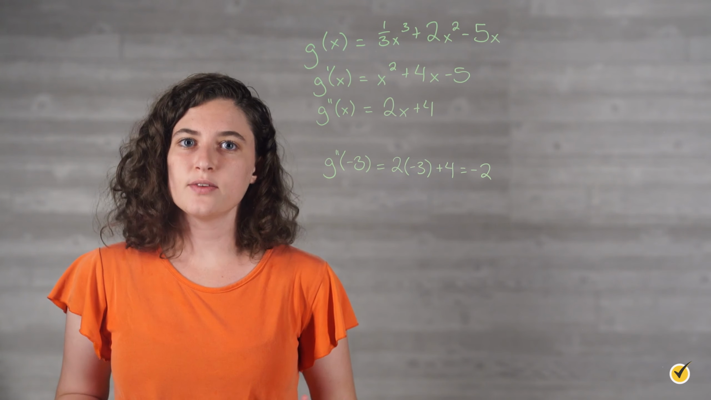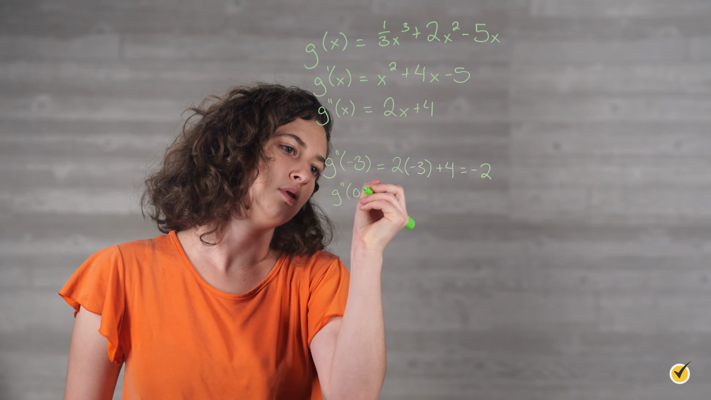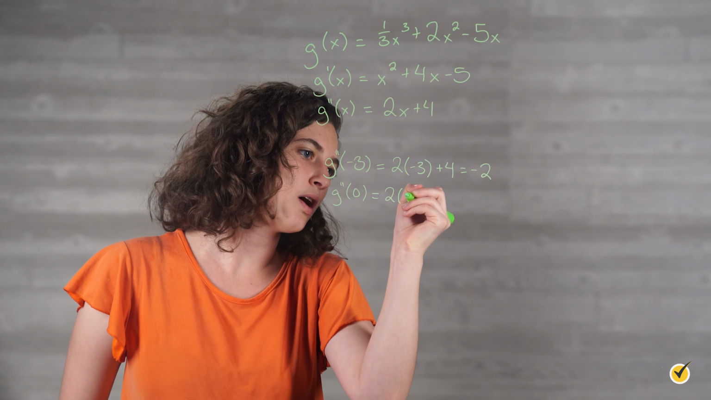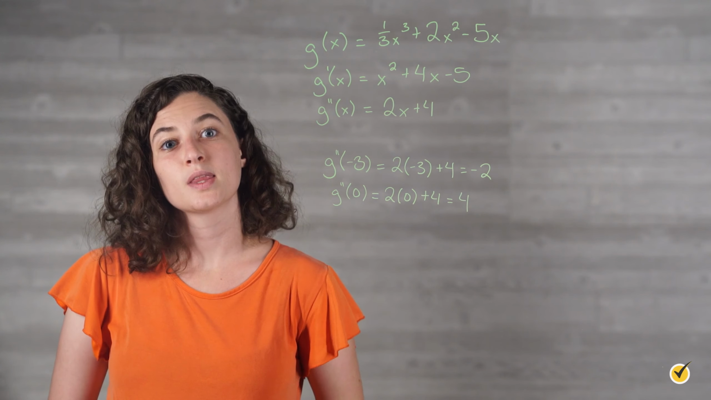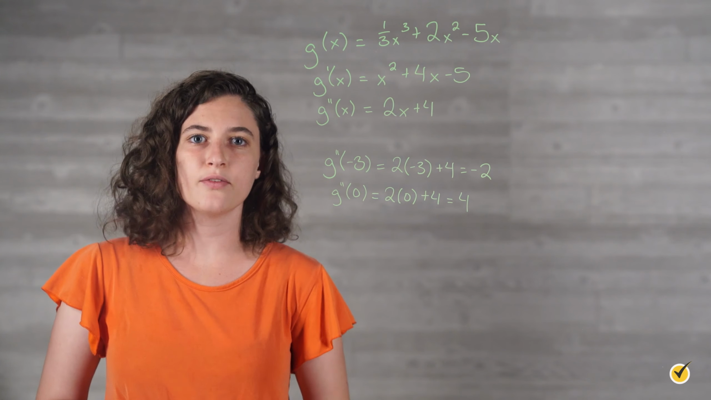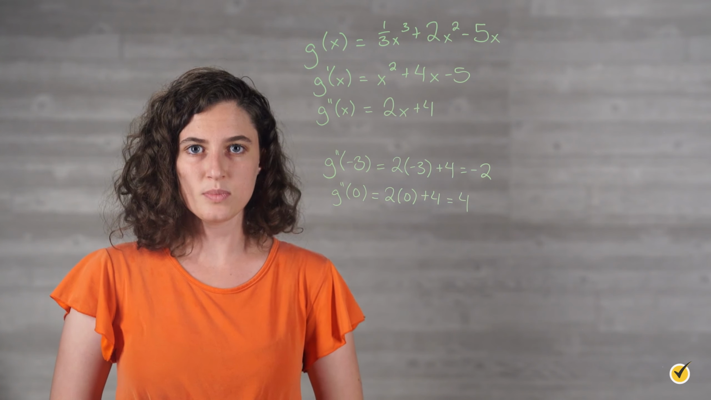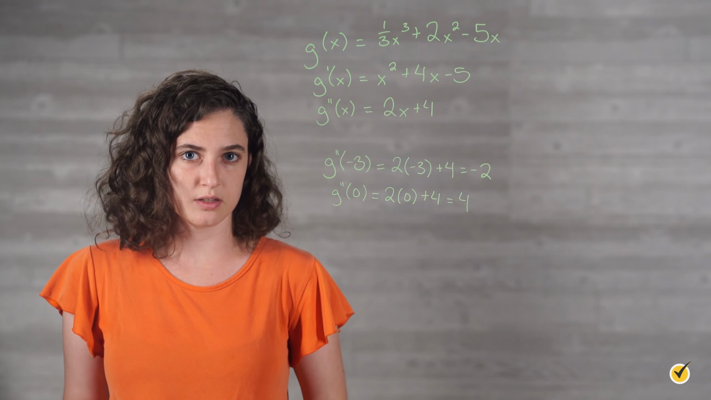To check a point to the right of negative 2, let's use 0. So g double prime of 0 is 2 times 0 plus 4, which is equal to 4. This is positive, so the second derivative is positive to the right of x equals negative 2. Now on to pairing each type of concavity with the different regions.